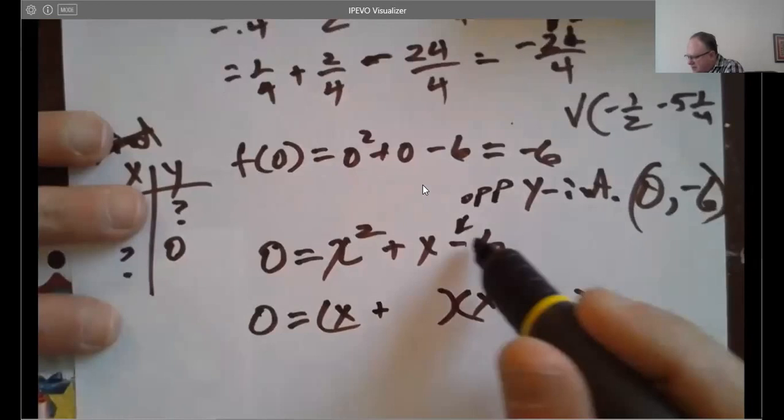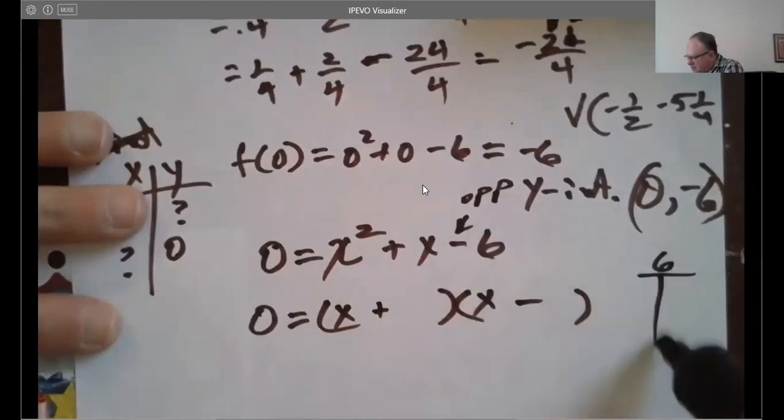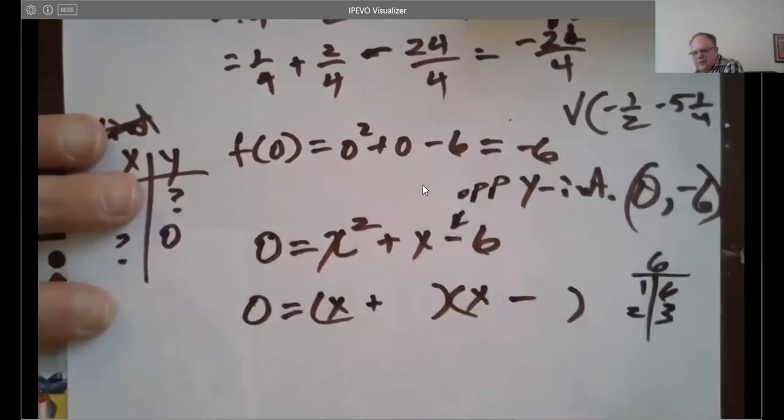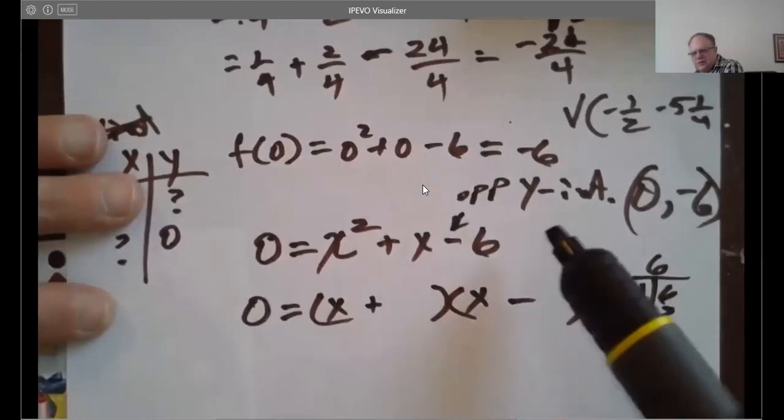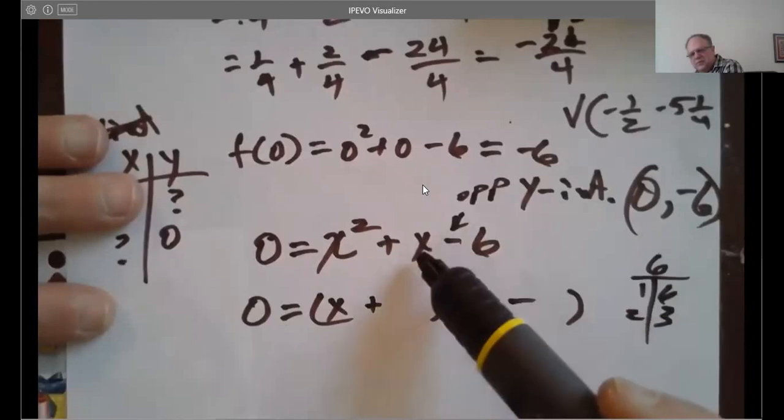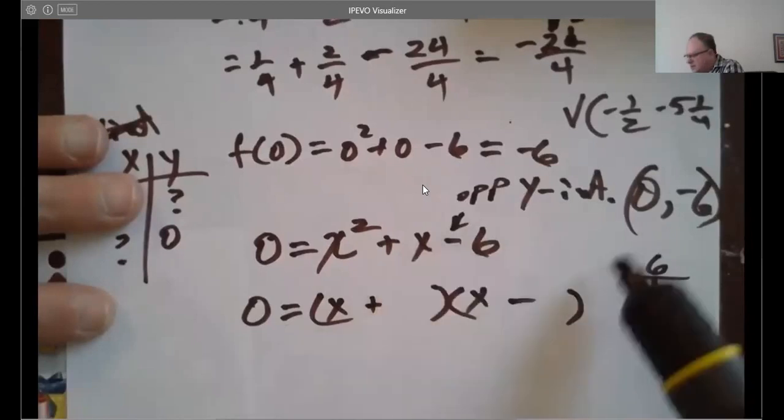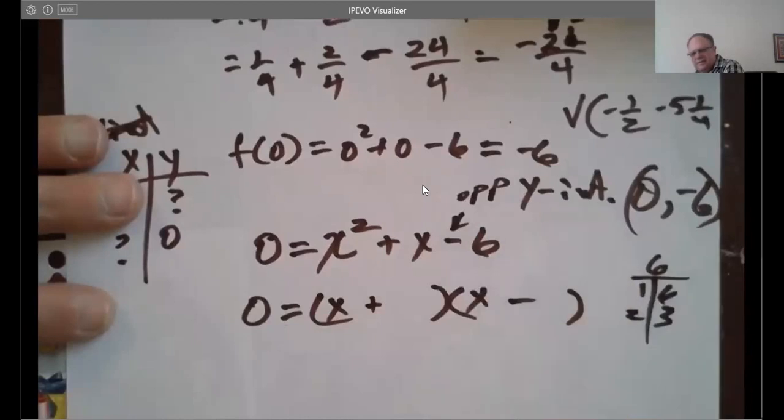So now you have to look at factors for 6, such as 1 and 6, and 2 and 3. So what two factors of 6 will give you the middle term, which is 1x? Is it going to be 1 and 6 or 2 and 3?